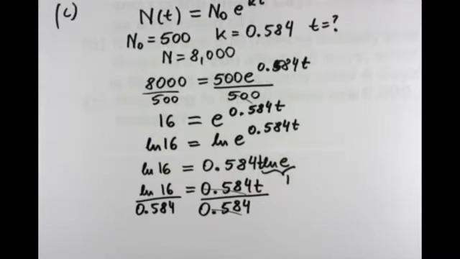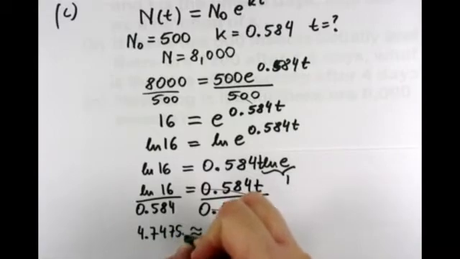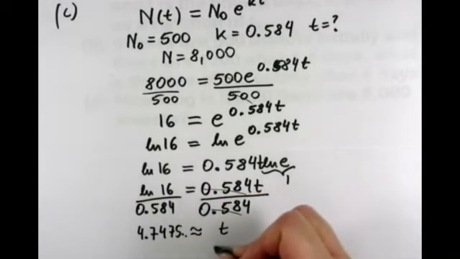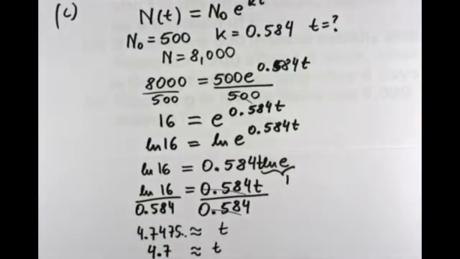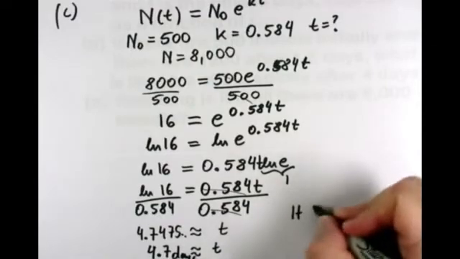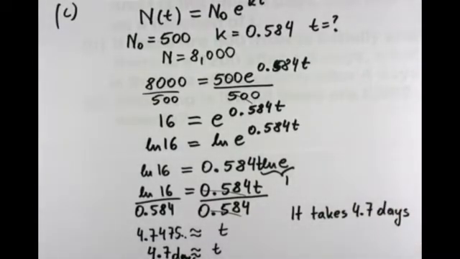Okay, so we are getting ln 16 divided by 0.584, and we are getting that t is approximately 4.7475 and so on. So I will approximate this t as approximately 4.7 days. How long is it until there are 8,000 insects? It takes 4.7 days to get the colony to 8,000 insects.